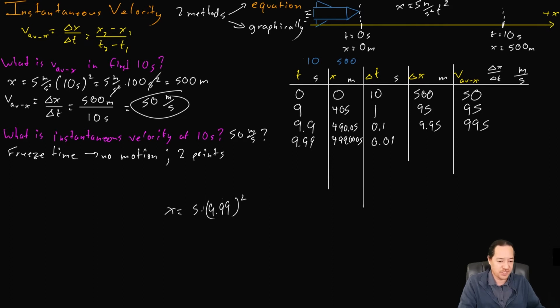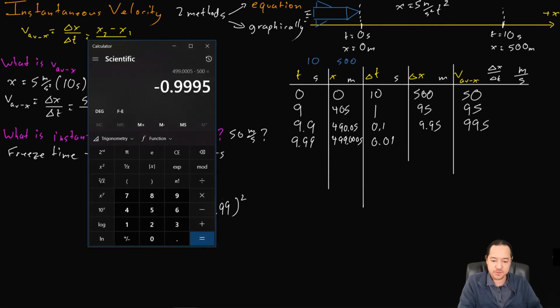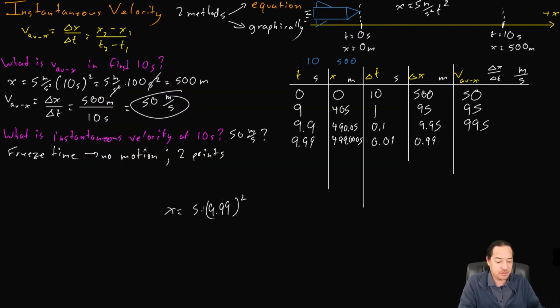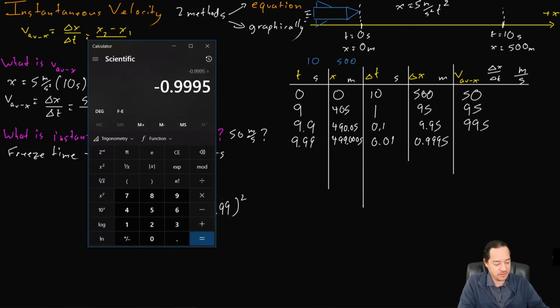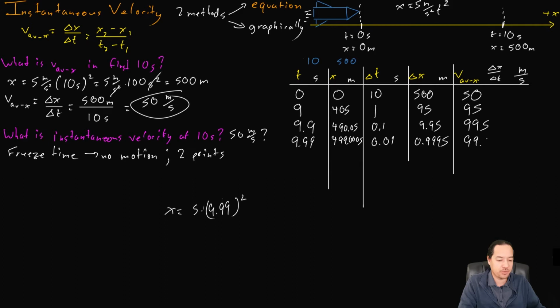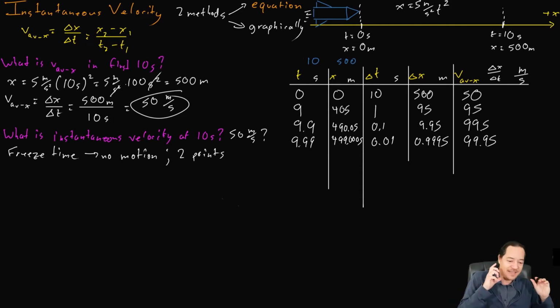499.0005 meters. Okay, and if we subtract this from 500, we see this is going to be 0.9995 meter displacement. Okay, and if we then calculate our average velocity, it's 99.95 meters per second. So it got even faster. Over this last 100th of a second, it travels at an average velocity of 99.95 meters per second. We could keep going.